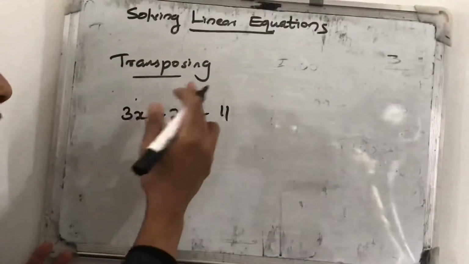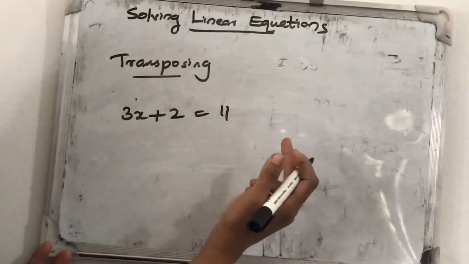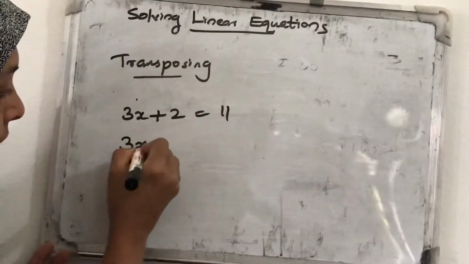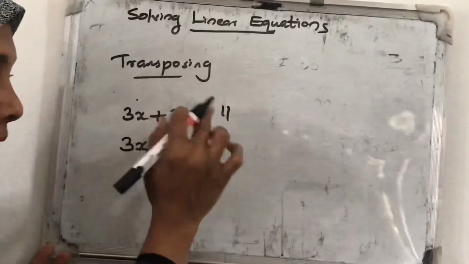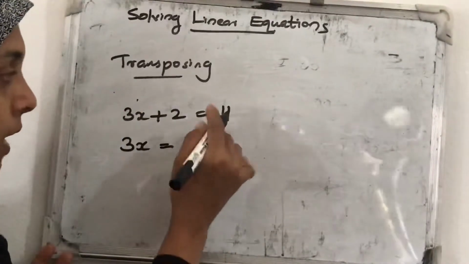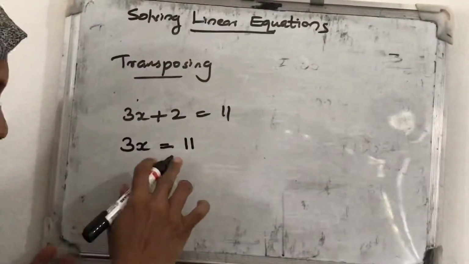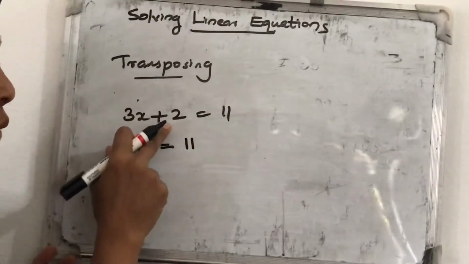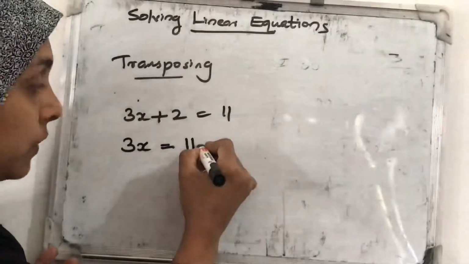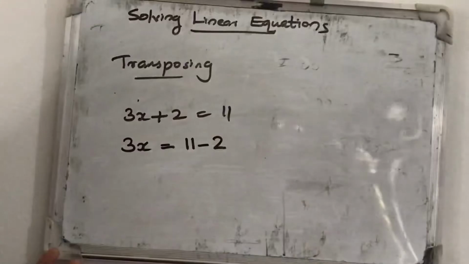So when we transpose, or shift it to the other side, it will be subtracted there. So what can we write? 3x equals, first what is already on the right hand side, we write first. Here 11 is already there. So 11. Next, shift this 2 there. Here 2 is added, so when we shift it to the other side, it will be subtracted there.